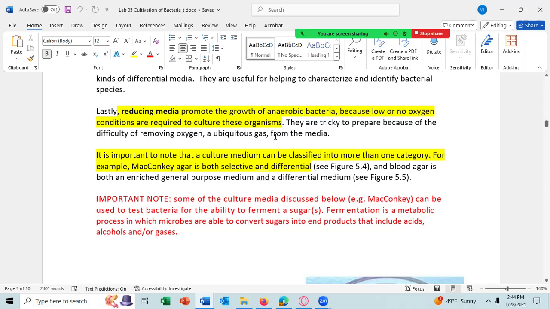It's important to note that a culture media can be classified into more than one category. For example, McConkey's agar is both selective and differential. And then blood agar is both an enriched general purpose media and a differential media. Any question about that?